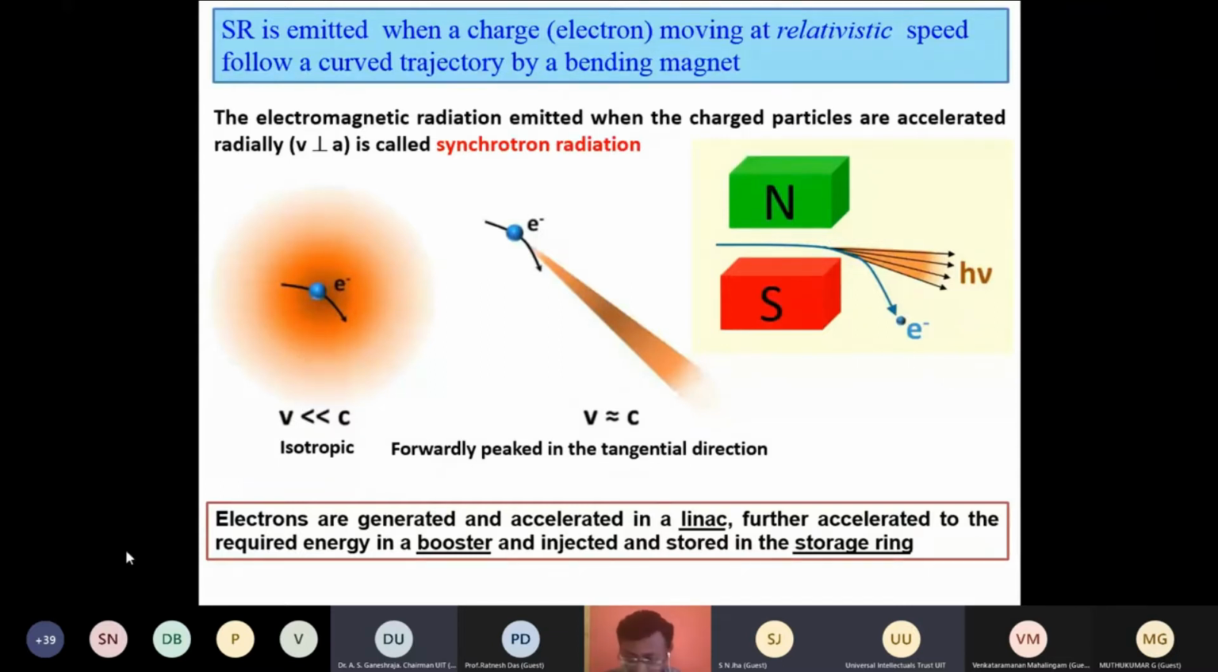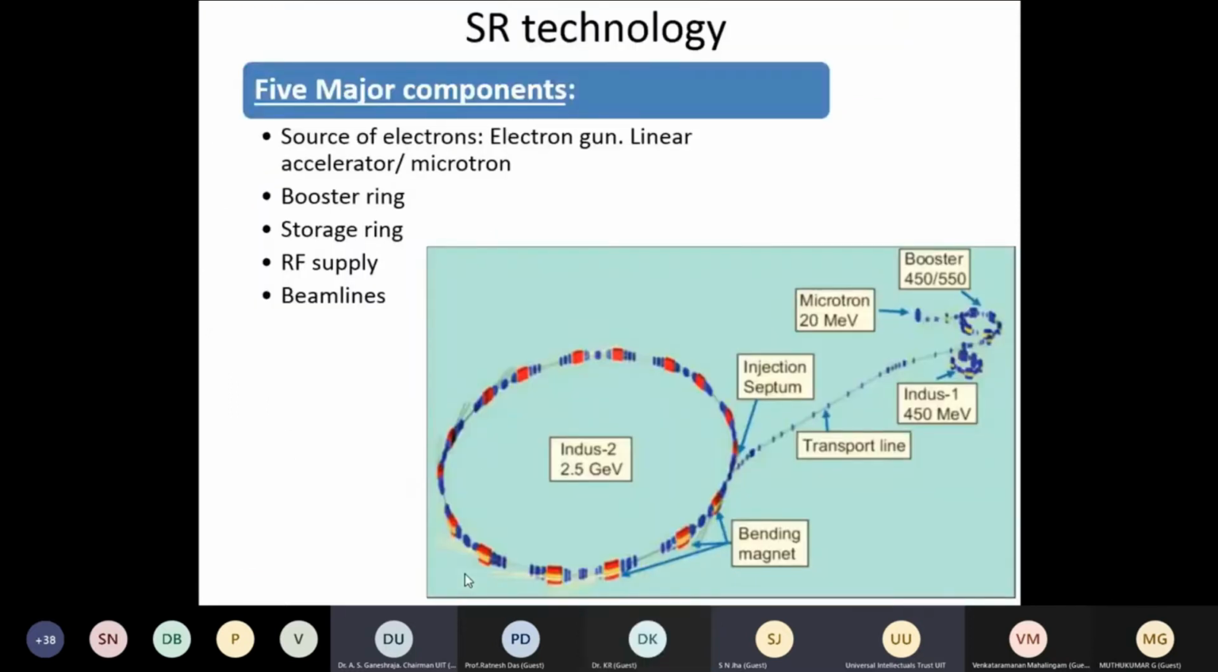It is generated, first of all, starting with the electron source, like a filament. From the filament, it is accelerated in a linear accelerator, and then further accelerated to the required energy in a booster, and then injected into the storage ring, where the experimentalists use this photon source. And there are 5 major components in any SR technology.